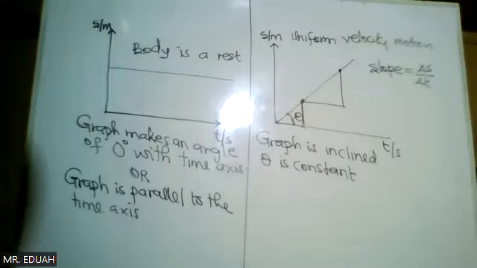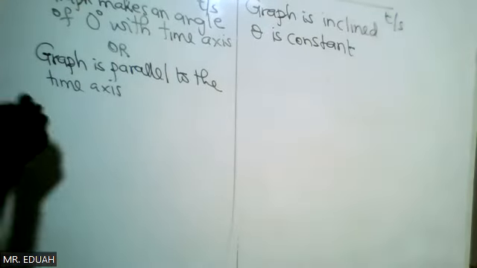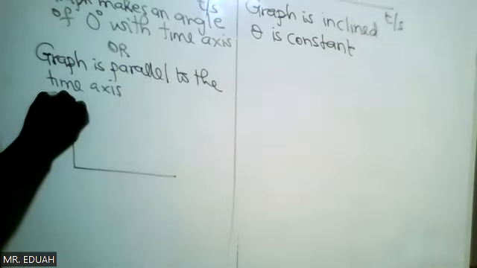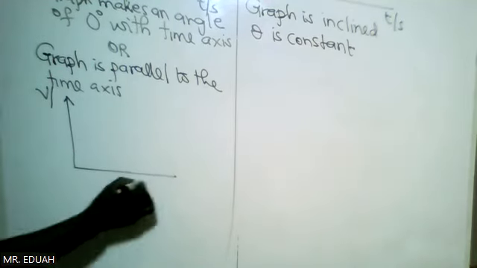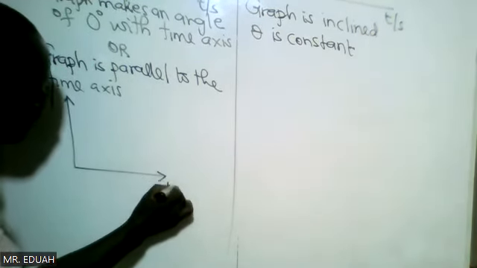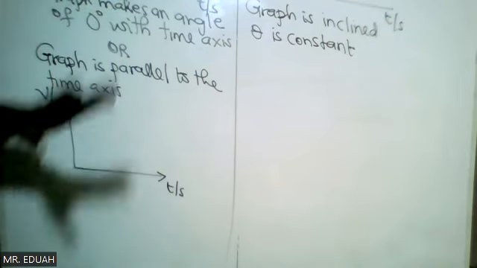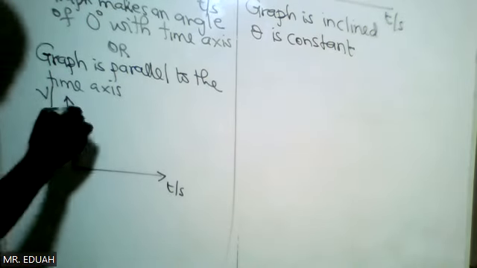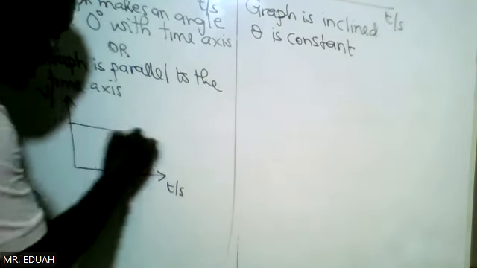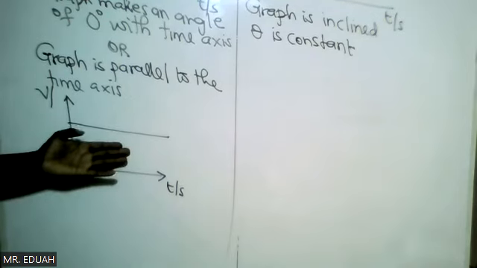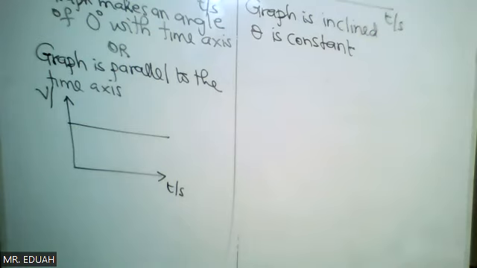Then let's look at it for velocity time graph. This time we are talking about velocity against time. Earlier, we had distance or displacement against time. If you have a velocity time graph and the motion is like this, what does it mean?